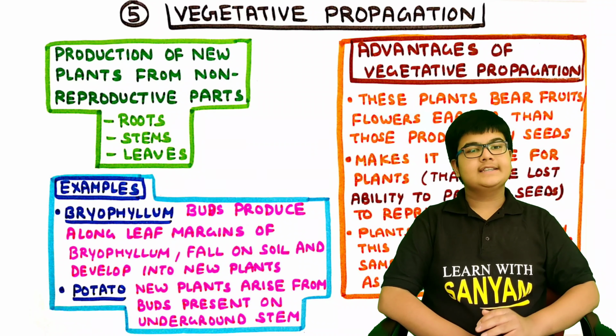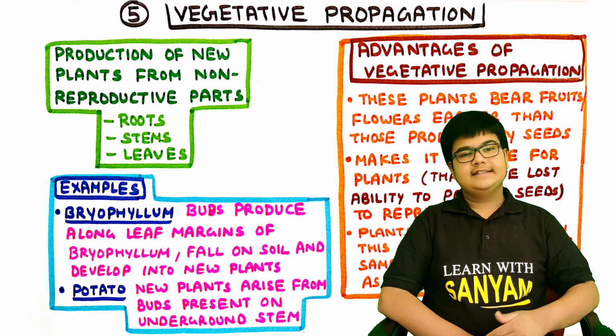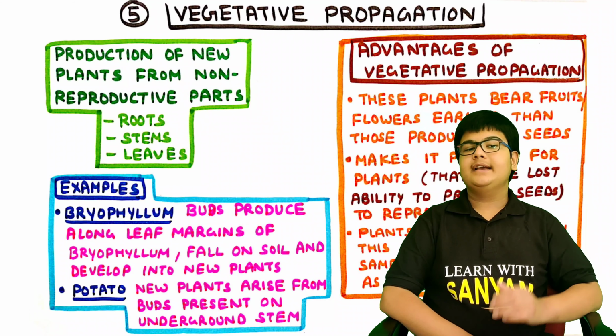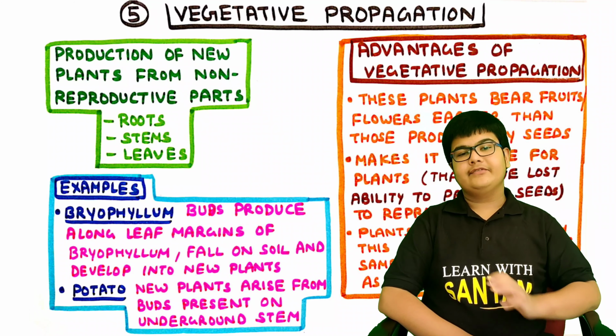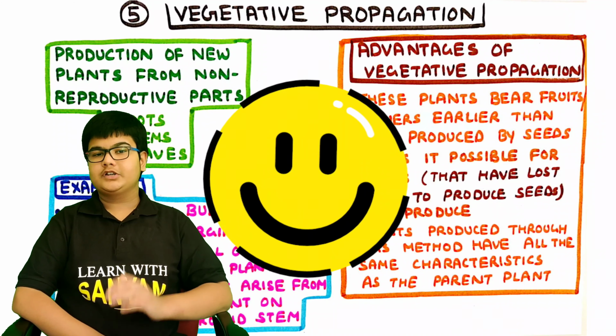And the fifth mode is vegetative propagation. As the name suggests, it is the production of new plants from the non-reproductive parts like roots, stem and leaves. Advantages of vegetative propagation over sexual reproduction.